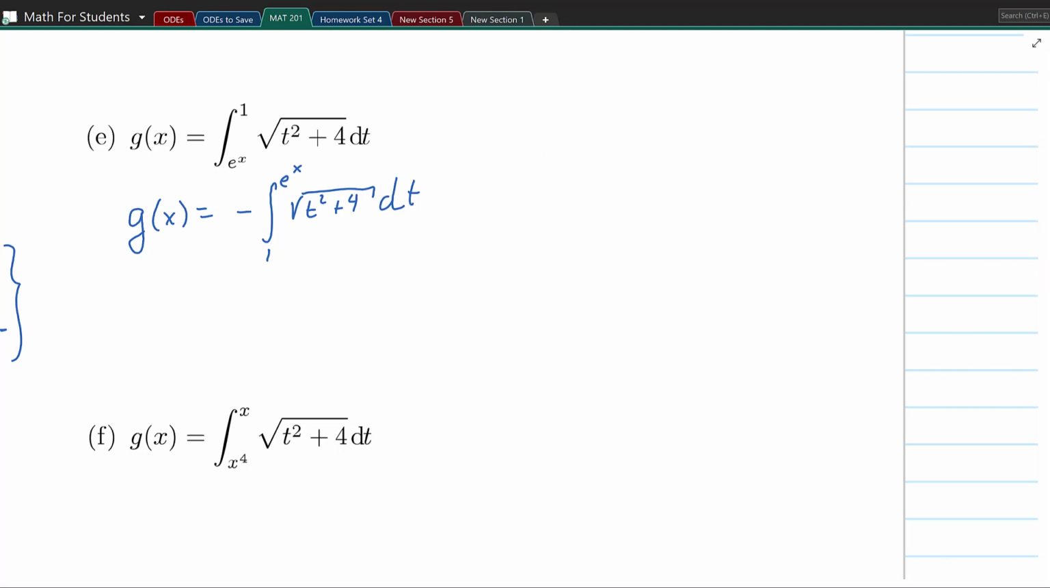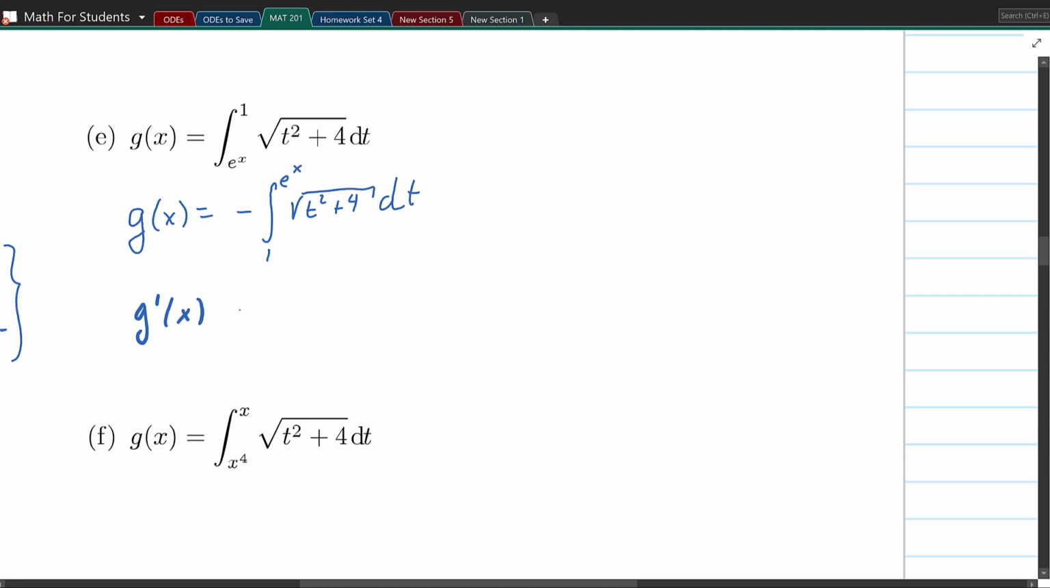All right, so when we go to find g prime of x, this minus sign just follows along. The fundamental theorem of calculus says we get to replace the expression in the integral symbol when I'm dealing with this area function, and only when I'm dealing with this area function, I can replace the variable t squared with e to the x squared plus 4, but then I'm going to have to multiply that by the derivative of e to the x, or whatever other function is up there.